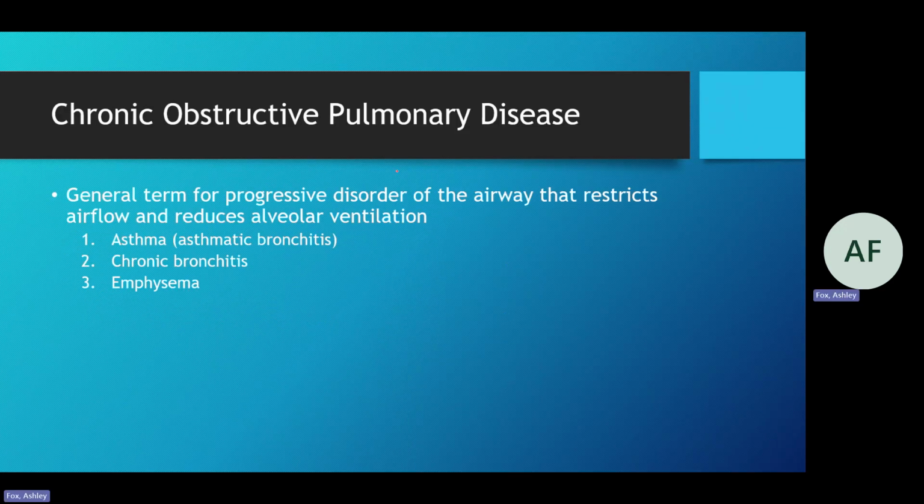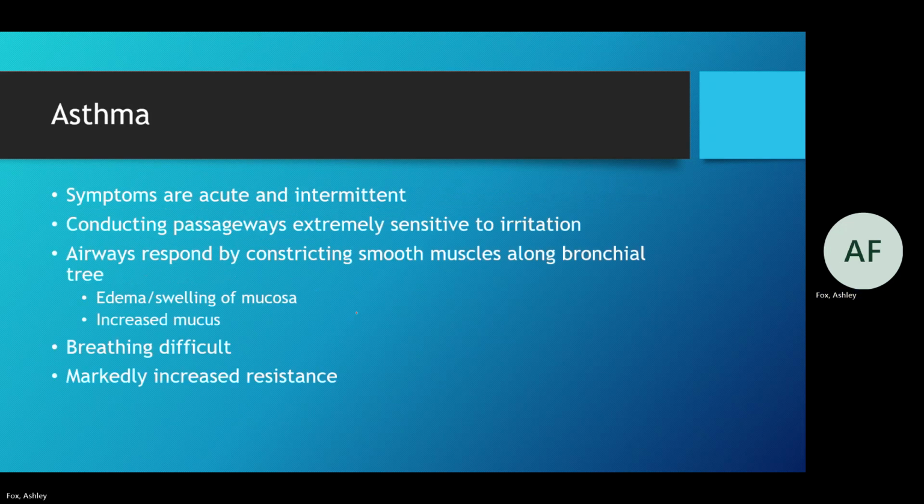So we're looking at chronic obstructive pulmonary disease, and this is a general term. We're going to look at asthma, chronic bronchitis, and emphysema, which fall under chronic obstructive pulmonary disease. So you hear COPD, and it's not necessarily one disease. It's the general term for causing restriction of airflow. And if you restrict airflow, then you get less airflow to the alveoli. So you reduce alveolar ventilation, meaning air getting to the alveoli. Asthma, chronic bronchitis, and emphysema are the ones we're going to talk about.